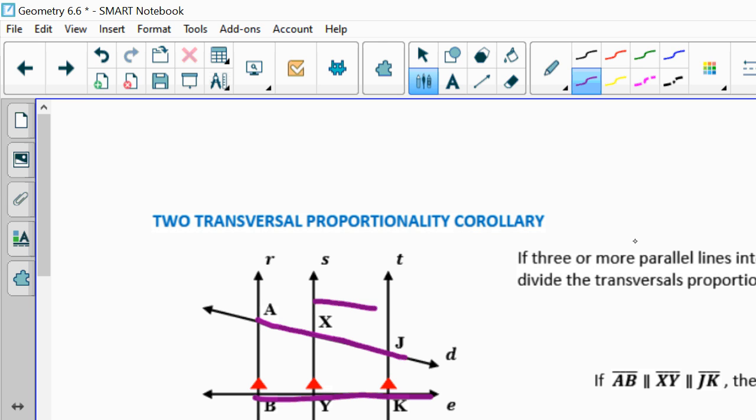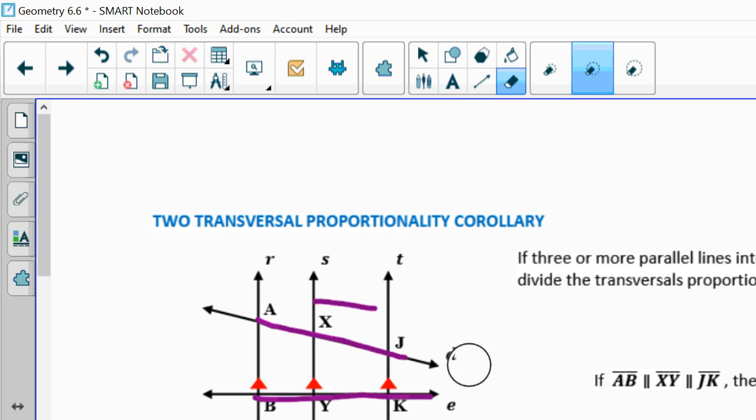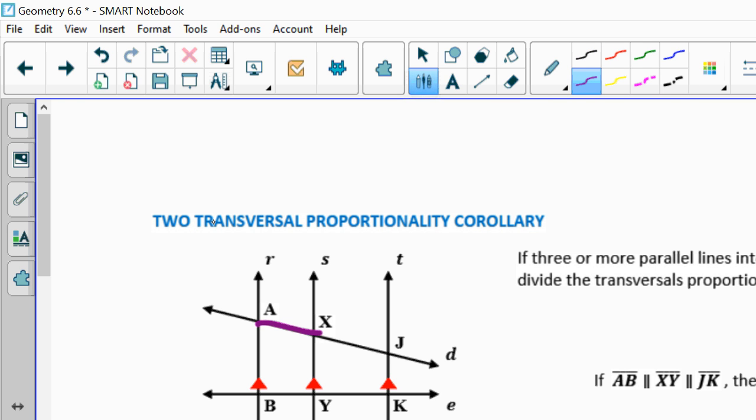I am so sorry, I completely wrote this wrong. We're going to go back. We're going to do the little part, AX would have to be proportional to EY. That would equal XJ proportional to YK. There we go.